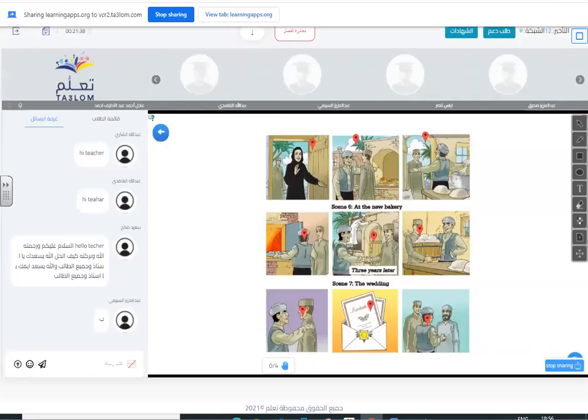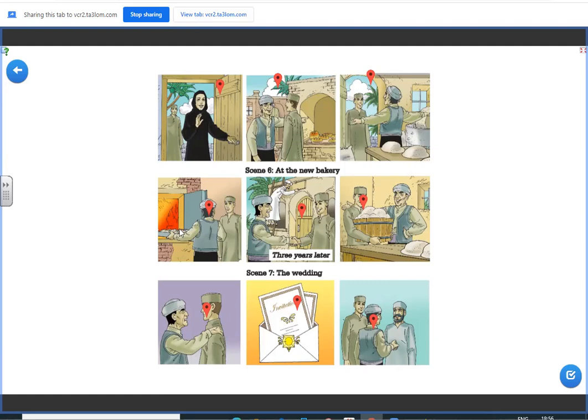And of course, who's next? Abdullah Al-Ghamdi. Abdullah Al-Ghamdi, please answer me because we don't have much time left. Teacher, I am. Yeah.